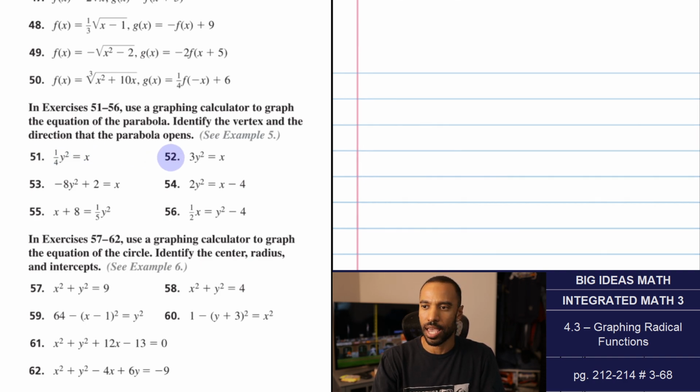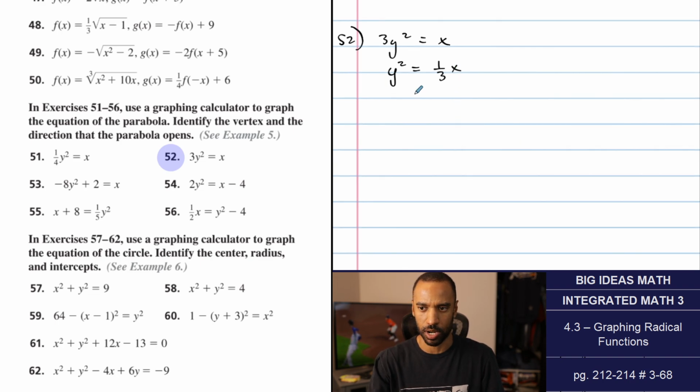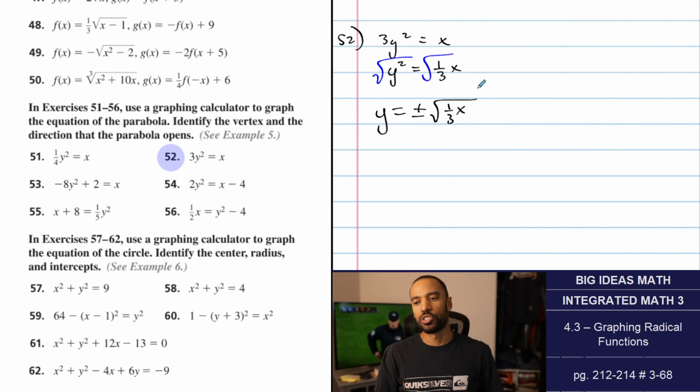3y squared equals x. We're going to divide both sides by 3 this time. So y squared equals 1/3 x. We kind of tend to see our compression factors, stretch factors, things like that in this way. Take the square root of both sides. And now we'll get y equals plus or minus the square root of 1/3 x. 1/3 is not a perfect square, so I'm going to leave it inside there this time.